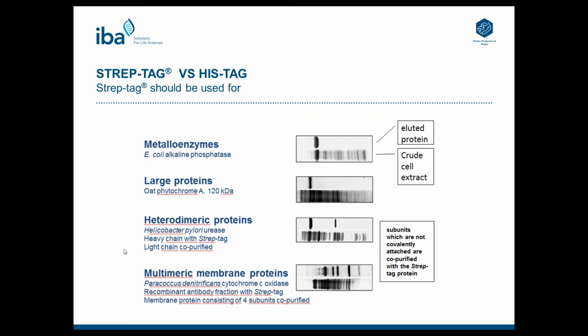Because, for example, when you have heterodimeric proteins like an antibody, which consists of a heavy chain and a light chain, the second chain will be co-purified because physiological buffer conditions will not destroy this interaction. The same is true for multimeric membrane proteins.